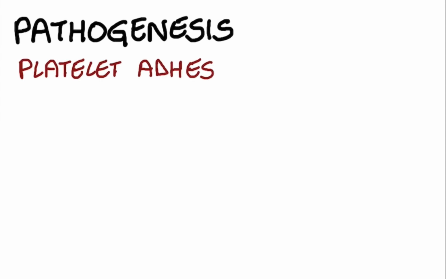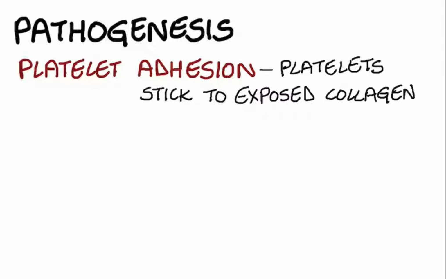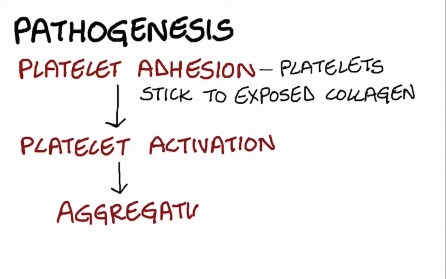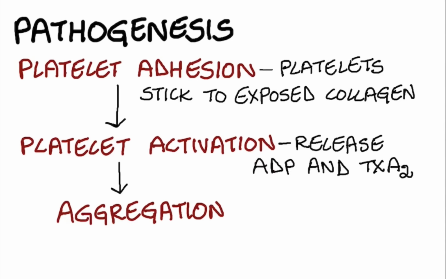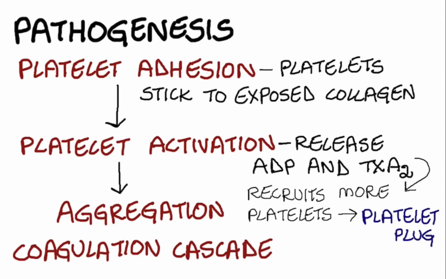The pathogenesis of thrombus formation starts with platelet adhesion, where platelets stick to the exposed collagen. Then follows the platelet activation and aggregation. The activated platelets release ADP and thromboxane A2. This recruits more platelets, forming a platelet plug. Next step is the activation of the coagulation cascade, leading to fibrin formation.